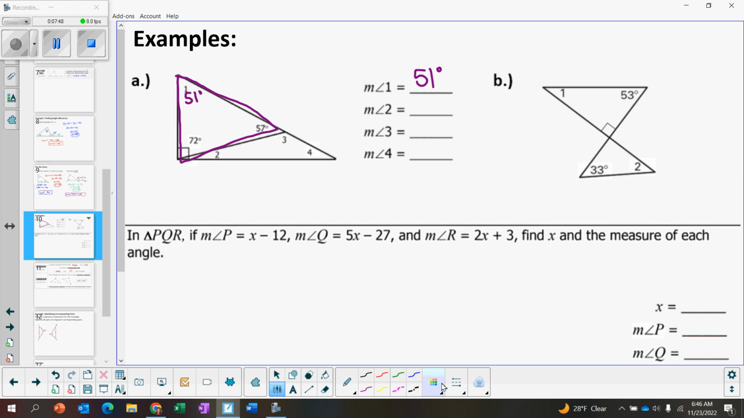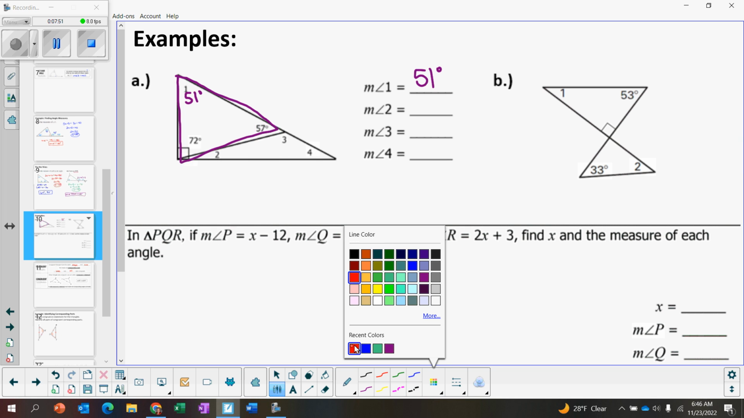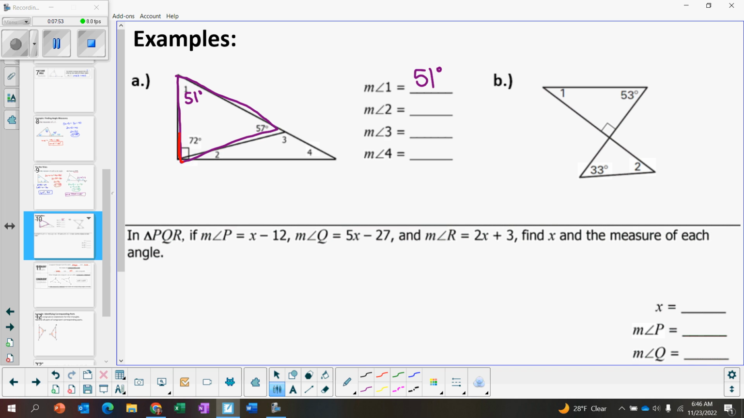I know that down here I have a right angle. So 72 and angle 2 together should add to 90, right? Because I see that right angle right there. So if I do 90 minus 72, I would get the measure of angle 2 is 18 degrees. For angle 3, I would actually use a linear pair. Angle 3 and 57 form a linear pair. So I could do 180 minus 57, and I get 123 degrees for the measure of angle 3.